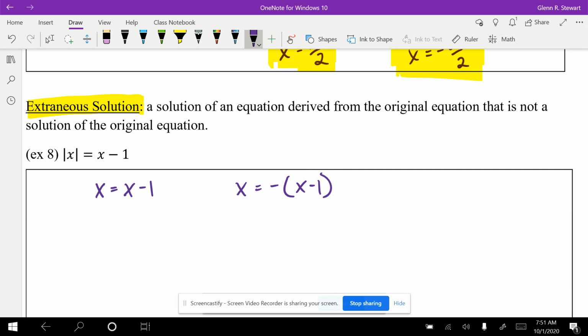If you take a look at the first one here, if I subtract x to both sides, I get an answer of 0 is equal to negative 1. That's not a solution.